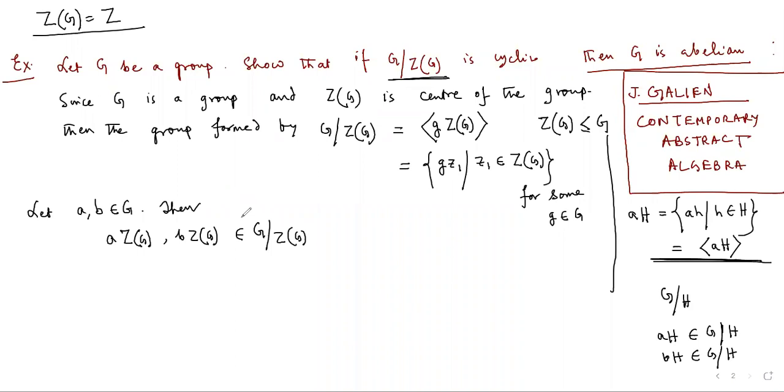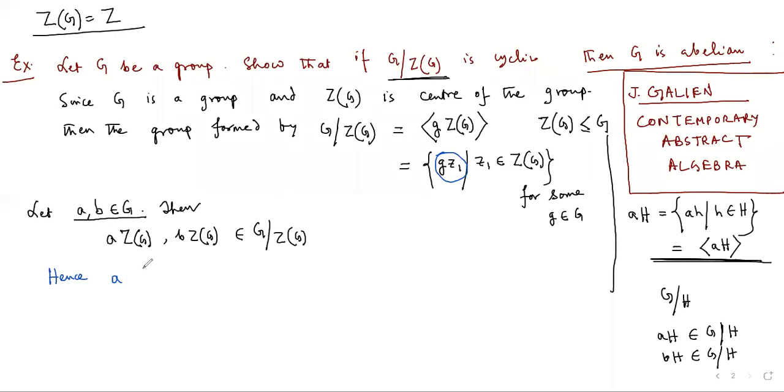Remember this. If I choose two elements a and b, then the left cosets aZ(G) and bZ(G) will belong to this quotient group. Now since this quotient group is being generated by an element of this type, the quotient group is being generated by this type of elements.